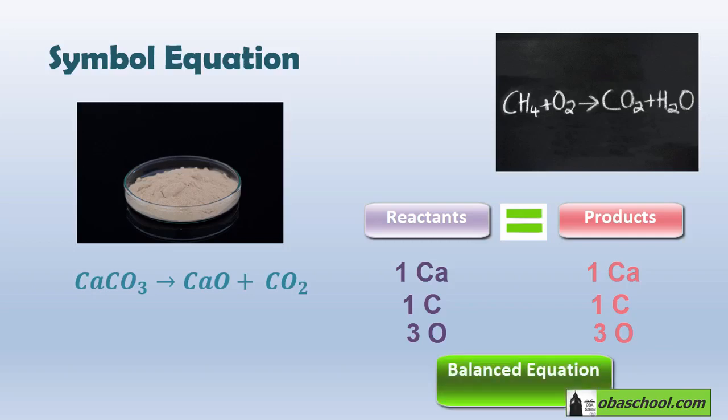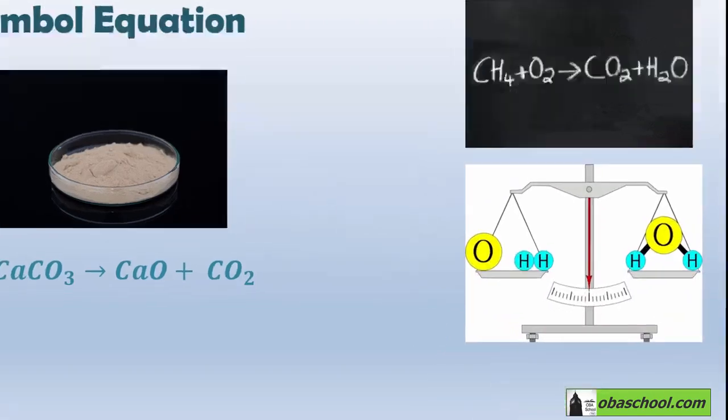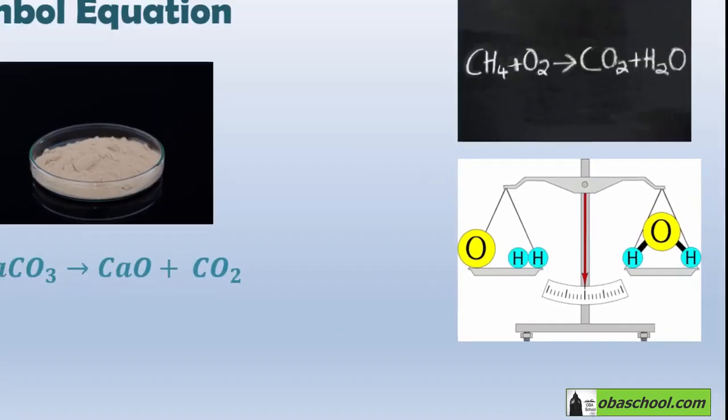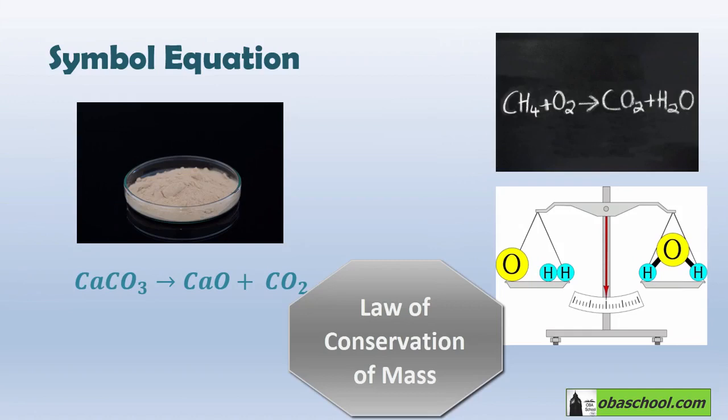This shows actually that atoms cannot be created or destroyed in a chemical reaction, and this can be restated as follows. The total mass of the products formed in a reaction is equal to the total mass of the reactants, and this is actually called the law of conservation of mass.